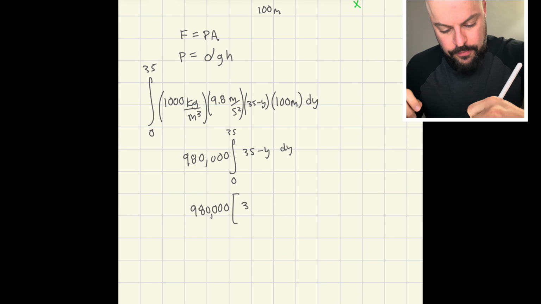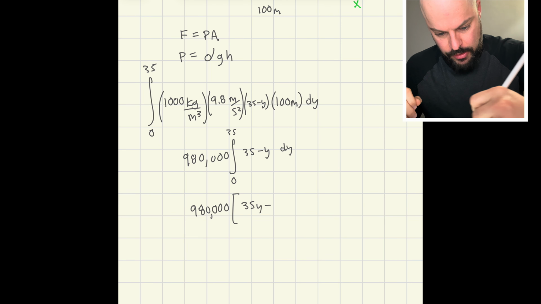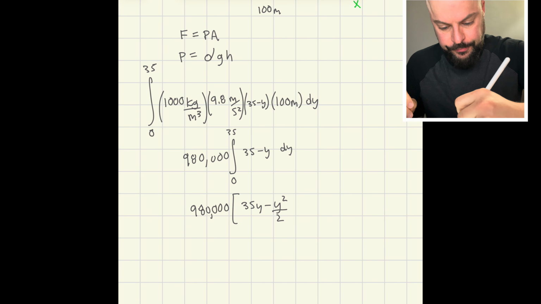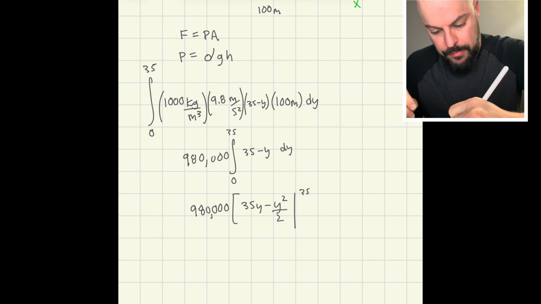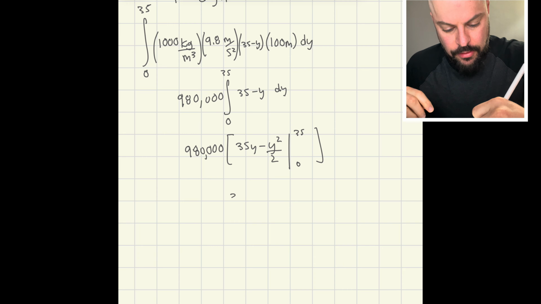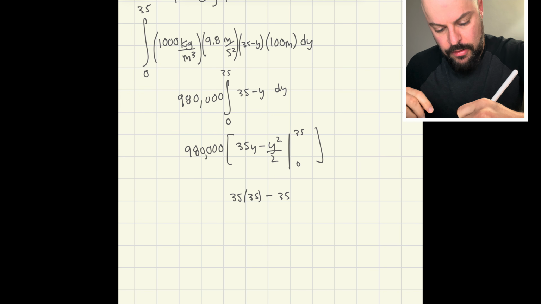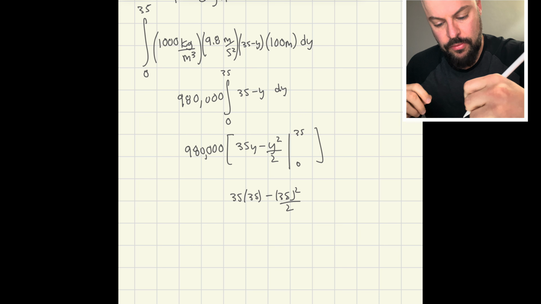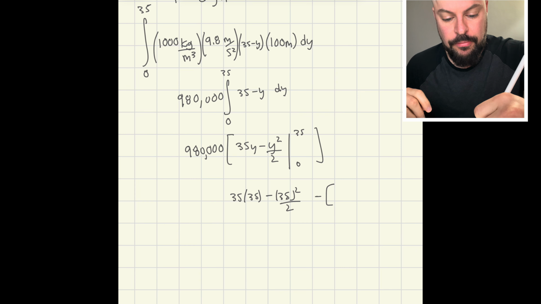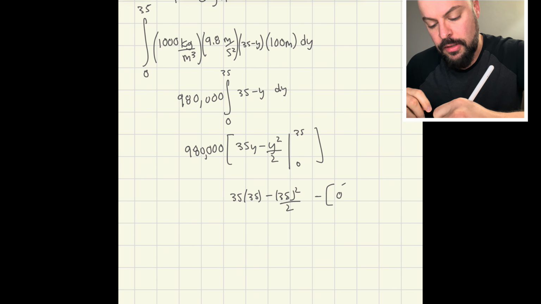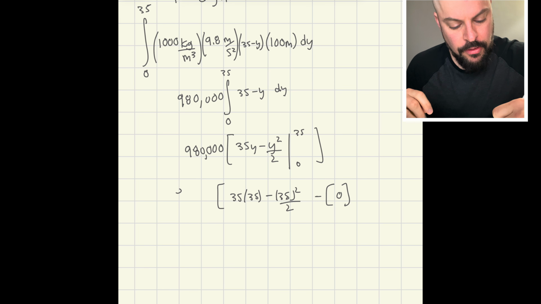The integral of 35 is 35y, and then this negative y would be negative y squared over 2. We will be plugging in 35 and 0. So 35 times 35 minus 35 squared over 2, and then we would be subtracting after we plug this 0 in, but the 0 makes both of these 0, so we can just think of that as 0. And let's not forget, we've got this 980,000 right here.